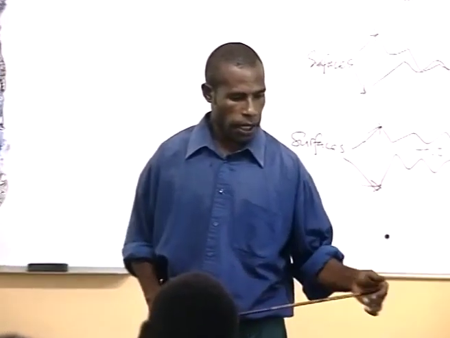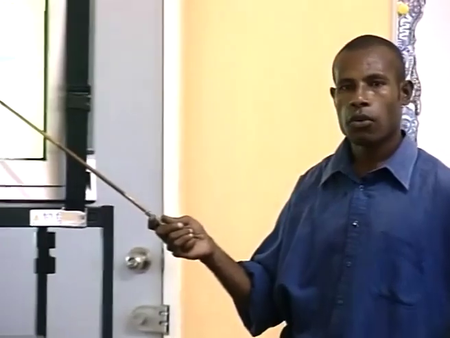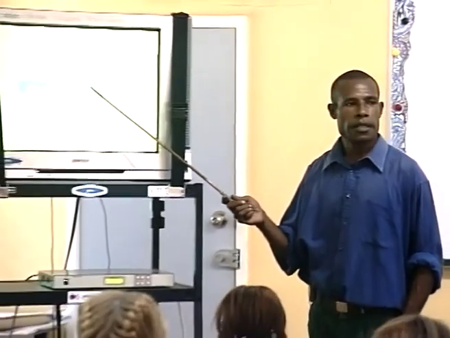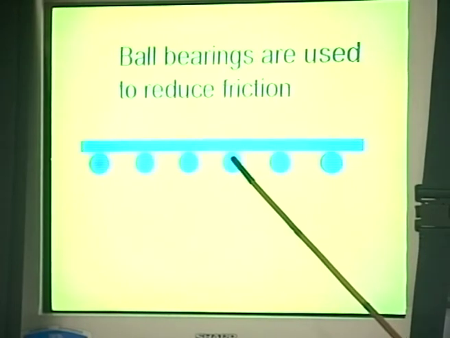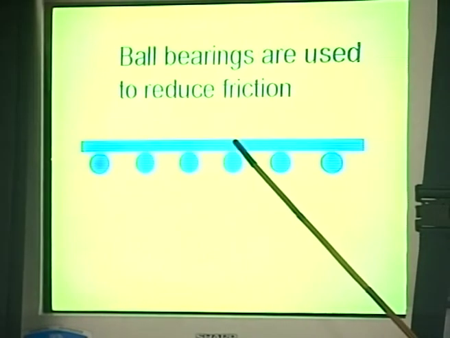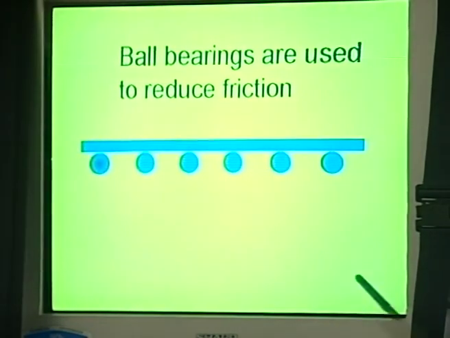And finally, you can have ball bearings which can be used to reduce friction. Right, why? Because they can roll at the same time, and the surface is quite smooth, and also sometimes you find oil in between the surfaces of these ball bearings. That is why we can reduce friction.